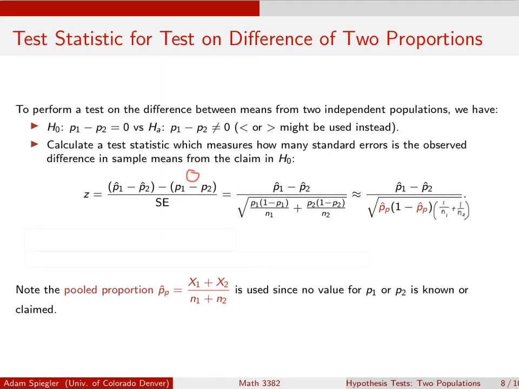So basically what we're doing when we do this calculation is approximating how many standard deviations, how many standard errors from the sampling distribution, our observed difference in sample proportions is from the claim that there should be no difference. And then when we calculate the p-value for this, we're going to use a standard normal distribution. So we've standardized the distance of our observed sample from the null claim.